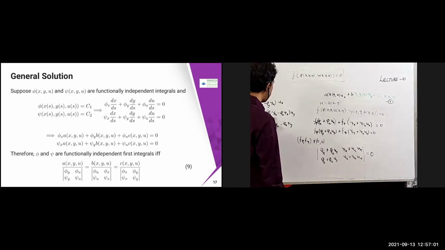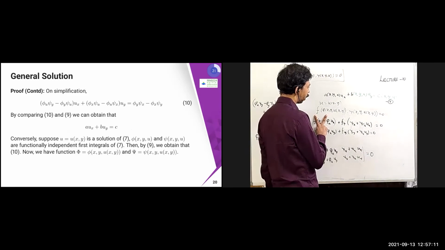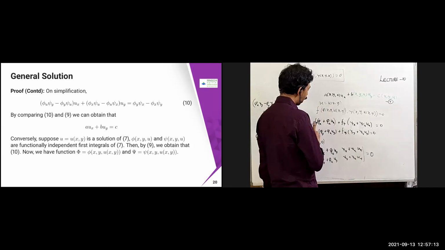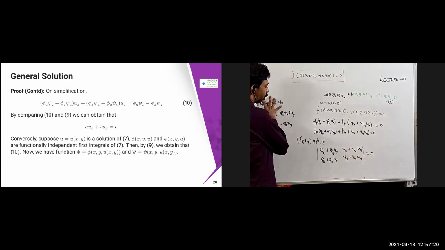Similarly, the p x term you can compare, and you are going to get this one. The c x term you can compare, and you are going to get this. So what I got is that I started with some arbitrary function, phi equal to d of x, y, and then I take the derivative and assume that this is not equal to 0. In order to satisfy this one, it has to satisfy this one.